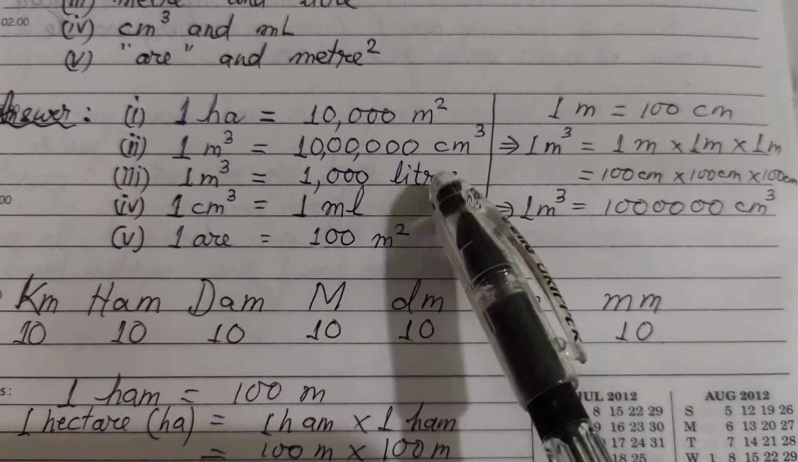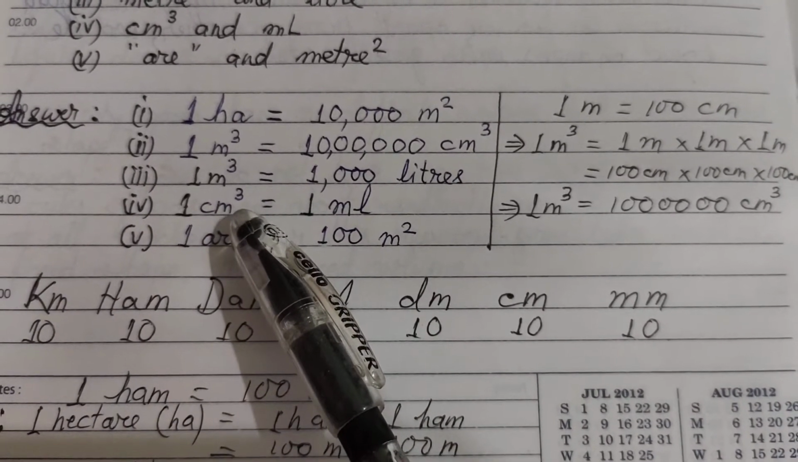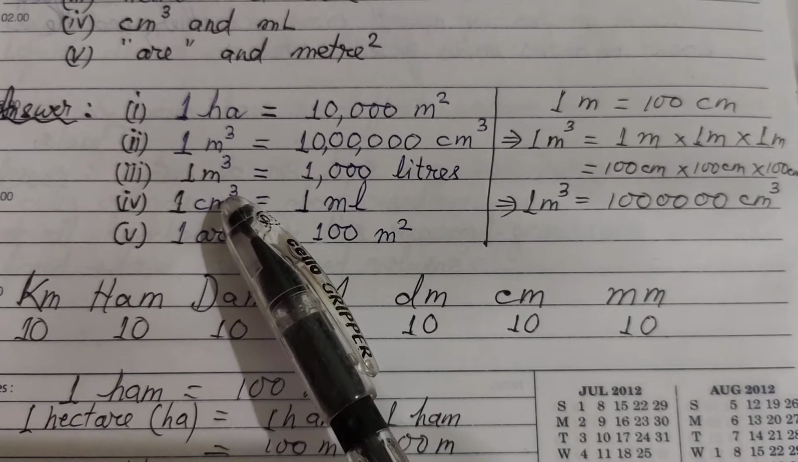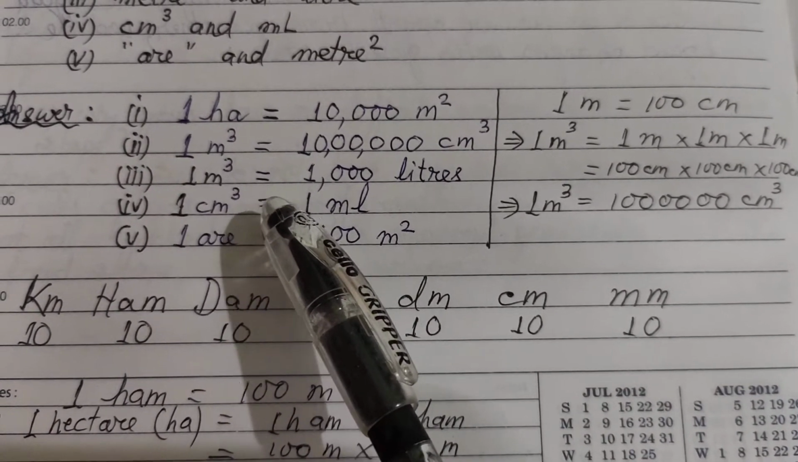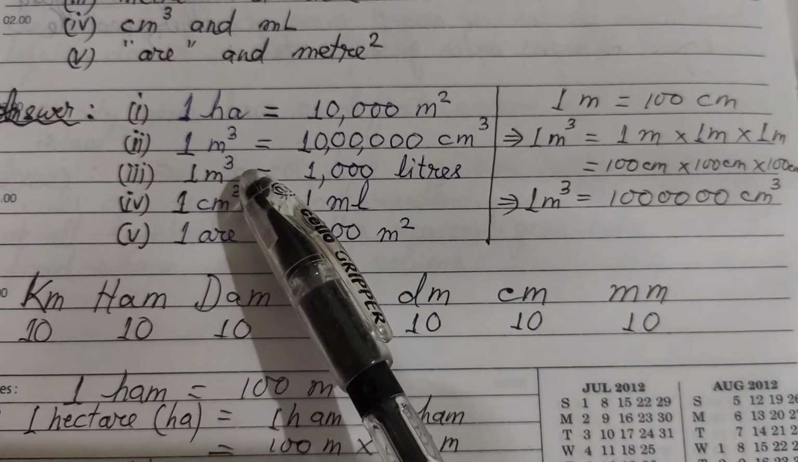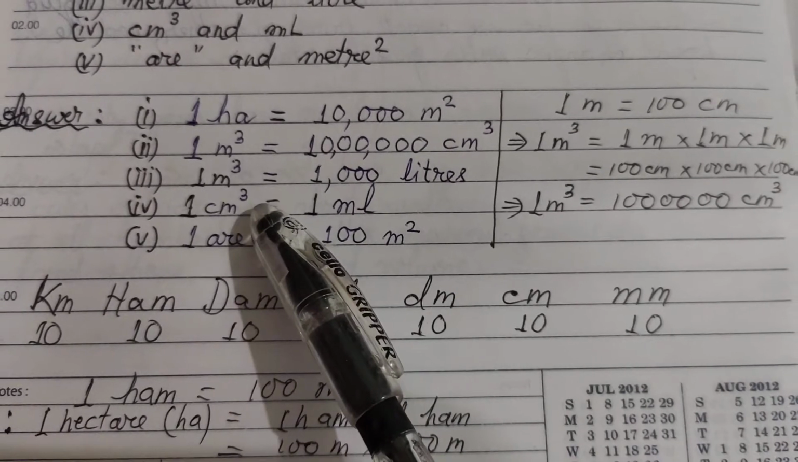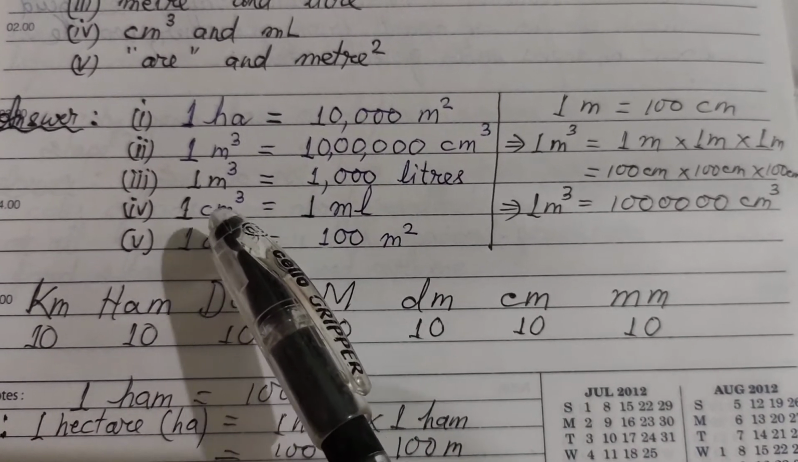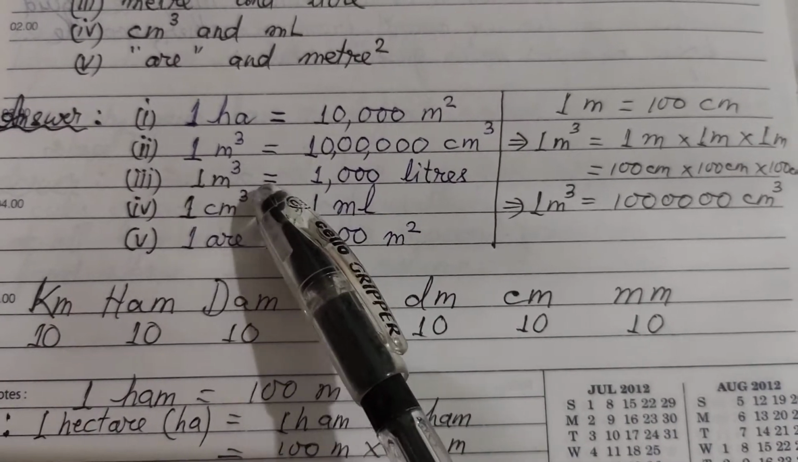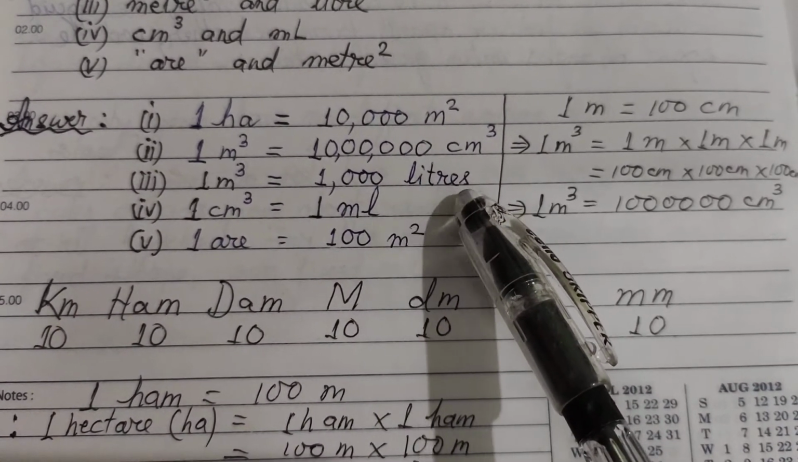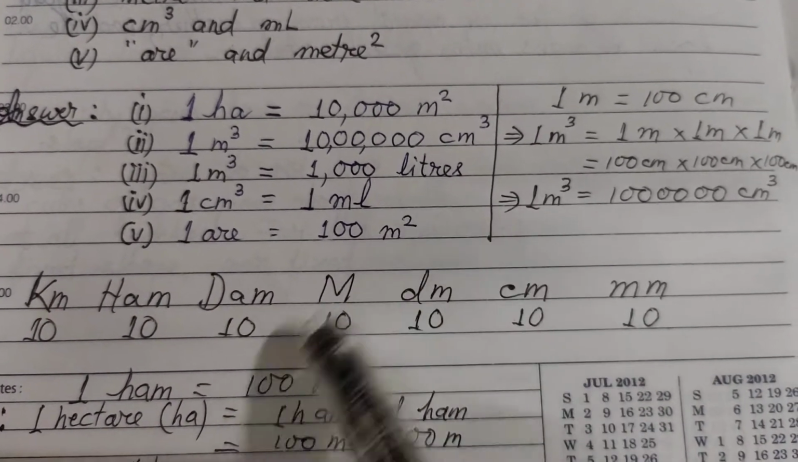1 meter cube equals 1000 liters. Centimeter cube is the unit that we use for measuring liquid volume. Even meter cube is used for measuring liquid volume. Meter cube is used when we are using the standard unit, and centimeter cube when you are using the CGS unit. So 1 centimeter cube is 1 milliliter, sorry, and 1 meter cube is 1000 liters. That you have to memorize. 1 are equals 100 meters square.